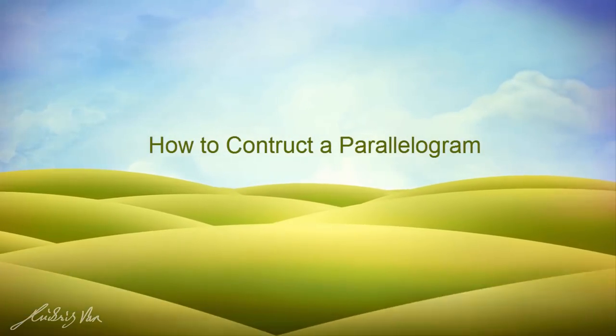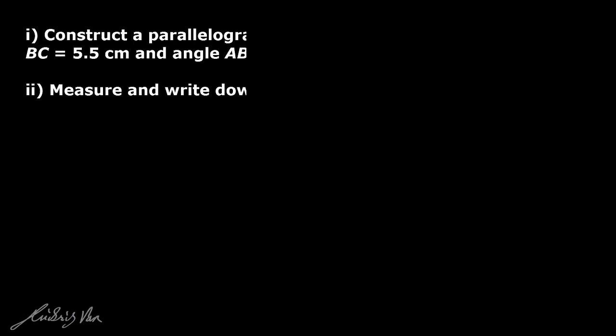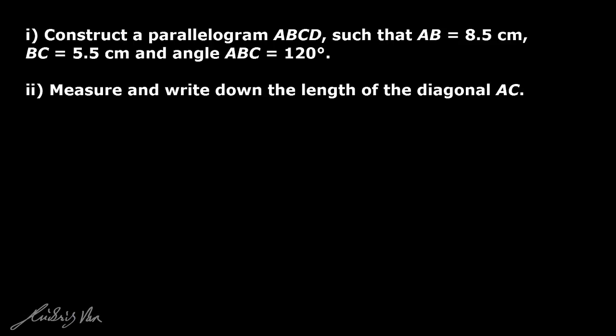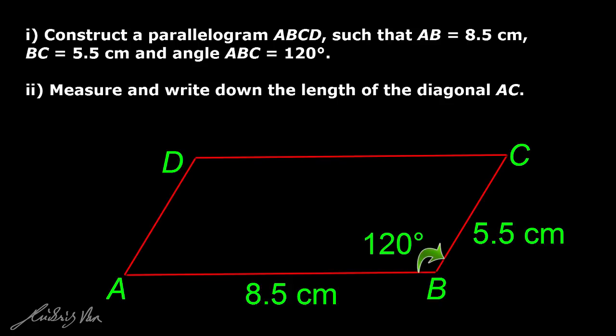In this video you will learn how to construct a parallelogram. So let us look at a typical example. Part 1. Construct a parallelogram ABCD such that AB is equal to 8.5 cm, BC is equal to 5.5 cm, and angle ABC is equal to 120 degrees. Part 2. Measure and write down the length of the diagonal AC.